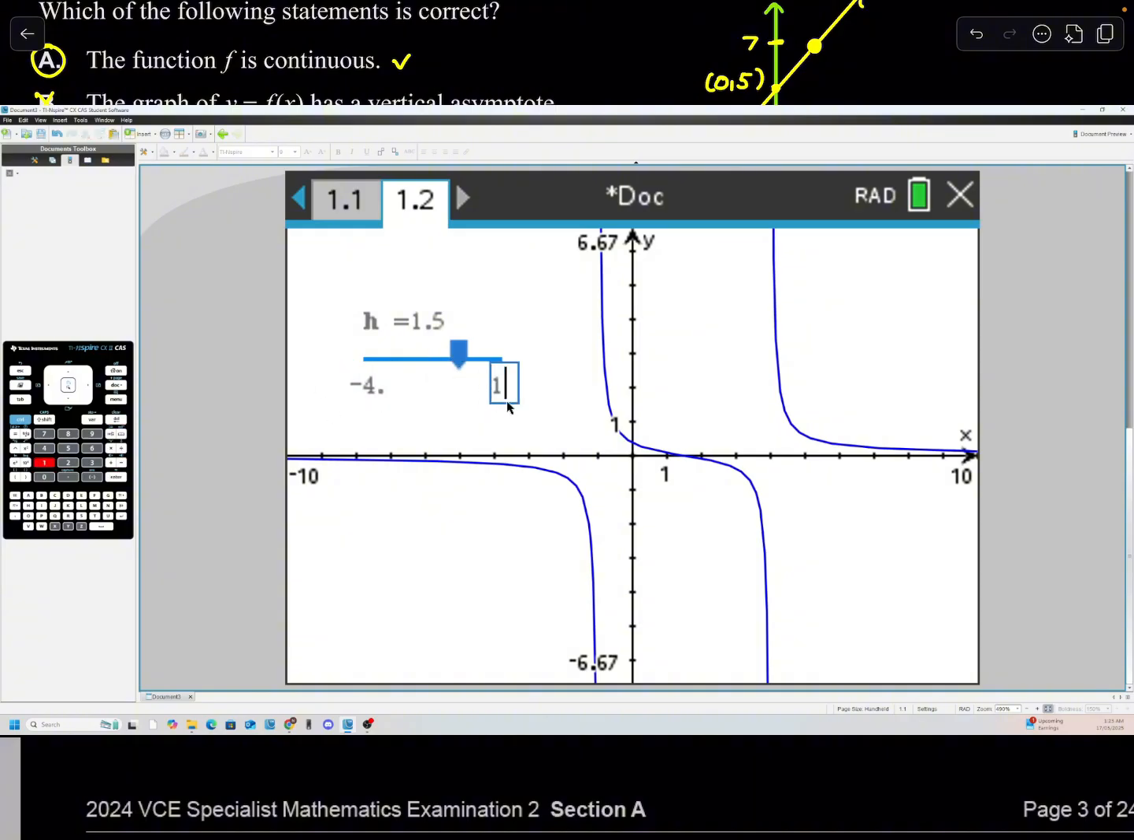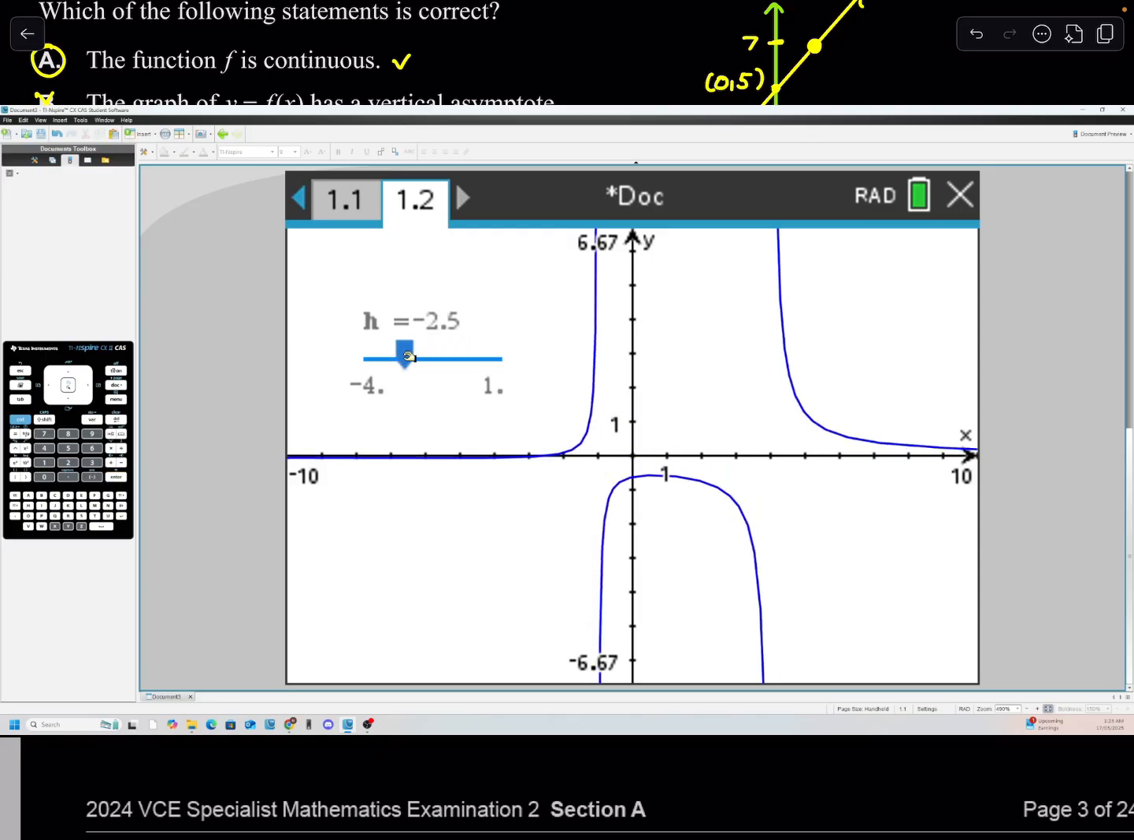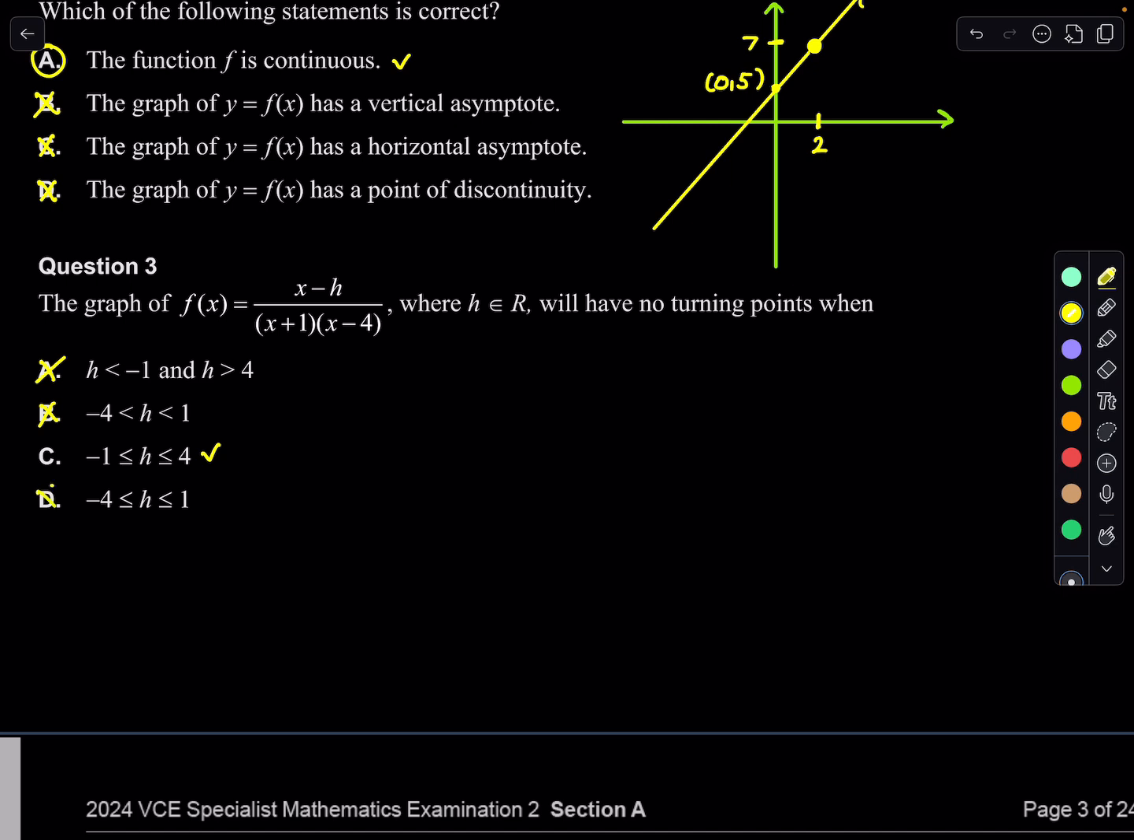-4 to 1. And again, rubbish, because here we have turning points. So it's actually C. That's how good it is. You can actually just do this in a CAS so quickly. Now, of course, if you wanted to do it by algebra, you can do it. Is it worth it? Not really. It's a multiple choice. It's only 1 mark.